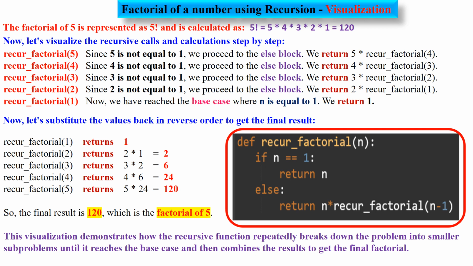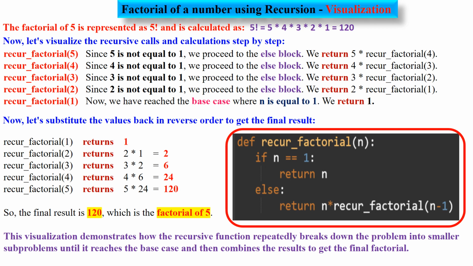Next step, recur_factorial of 3. Since 3 is not equal to 1, we proceed to the else block. We return 3 times recur_factorial of 2. Next step, recur_factorial of 2. Since 2 is not equal to 1, we proceed to the else block. We return 2 times recur_factorial of 1. Next step, recur_factorial of 1. Now, we have reached the base case where n is equal to 1. We return 1. Now, let's substitute the values back in reverse order to get the final result.